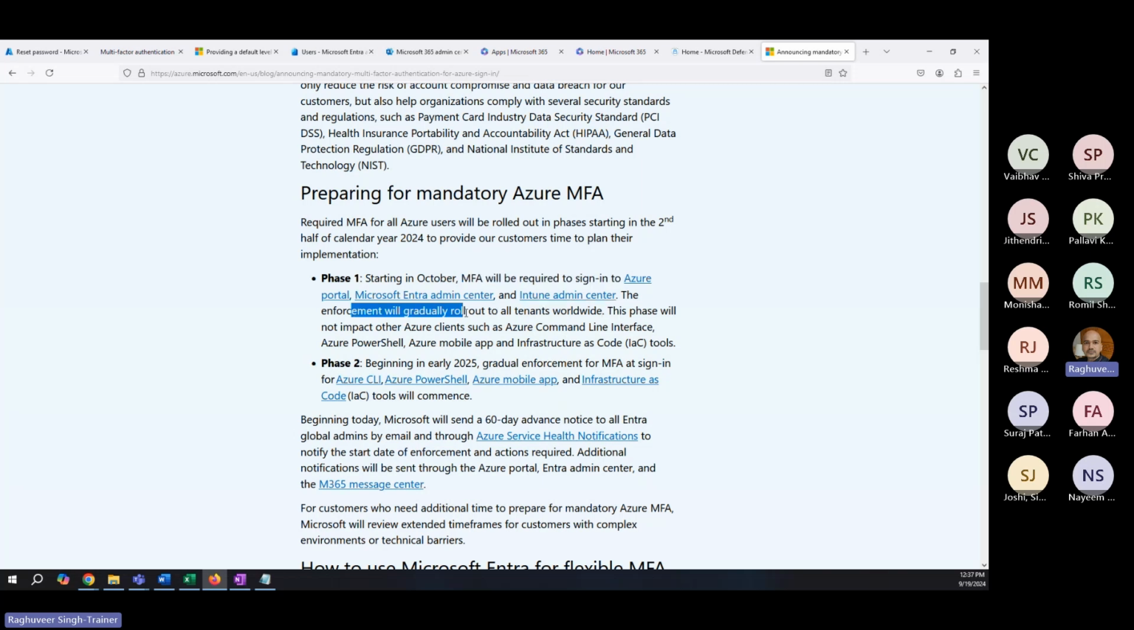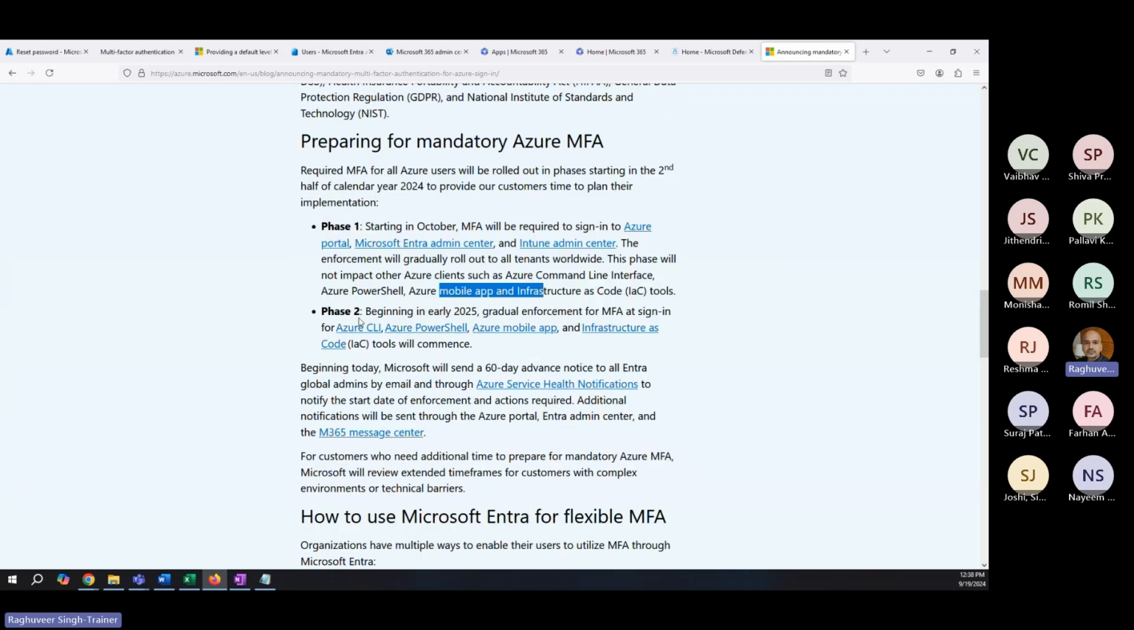The enforcement will gradually roll out to all tenants worldwide. This phase will not impact other Azure clients such as Azure CLI, Azure PowerShell, Azure Mobile App. I'm saying it will not impact IaC solutions. And beginning in early 2025, gradual enforcement of MFA at sign-in for Azure. So for Azure UI, UI-based portals, it is starting in October. And for non-UI, CLI-based, which is CLI, PowerShell and whatnot, this is planned for early 2025.